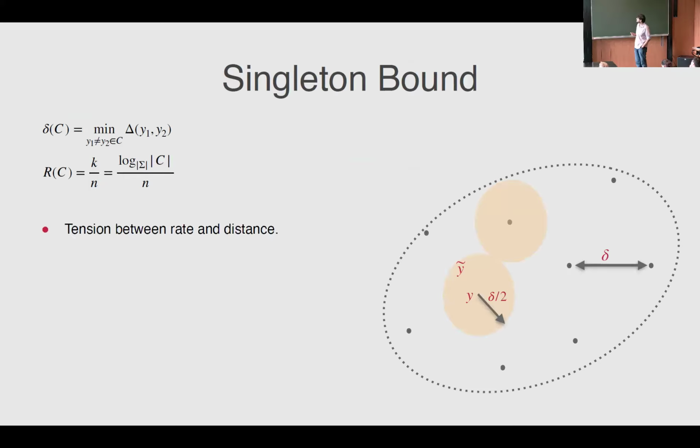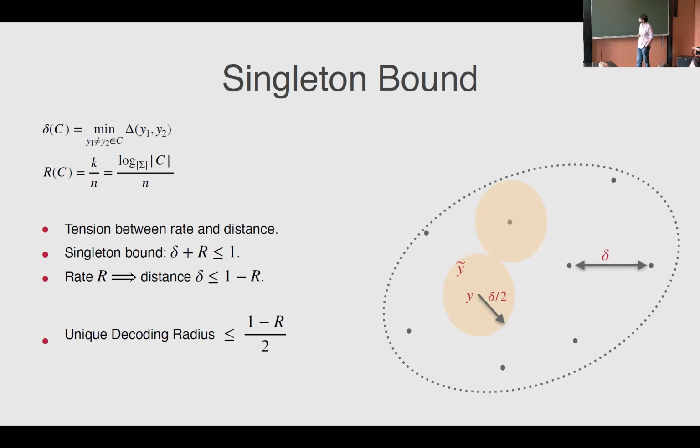We have the Singleton bound, which says that there is some tension between rate and distance, which is to say the rate measures how many code words we have, and distance is how sparse this is. The Singleton bound says the sum of these two parameters cannot be more than 1. So in particular, for a rate R code, the best distance we can get is 1 minus R. And this implies that the unique decoding radius, which would be half of the distance if we want these balls to be disjoint, is at most (1 minus R)/2. So even if we took the rate to be very small, the best unique decoding radius we can hope for is half. And these sort of parameters are achieved by Reed-Solomon codes.